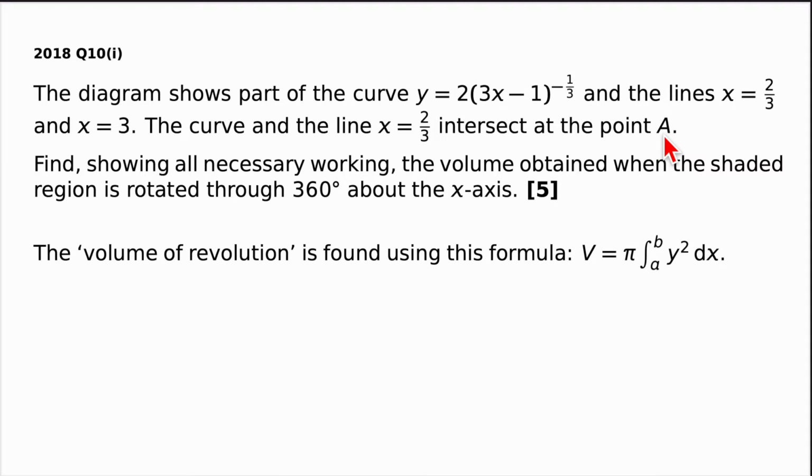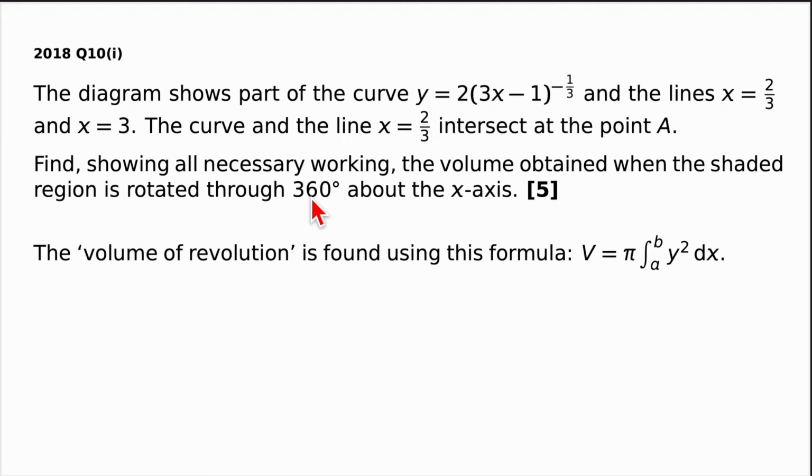This is the first part of the question, and it says, find, showing all necessary working, the volume obtained when the shaded region is rotated through 360 degrees about the x-axis. And it's worth 5 marks. This is a big question.